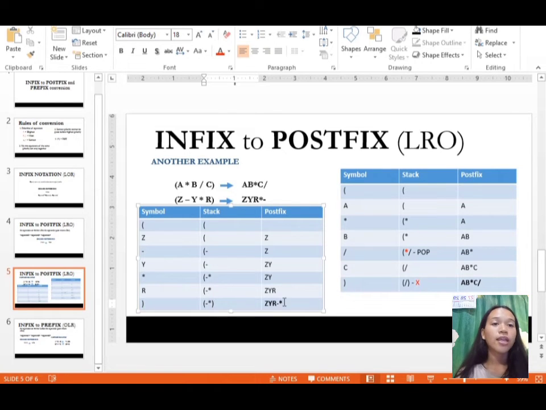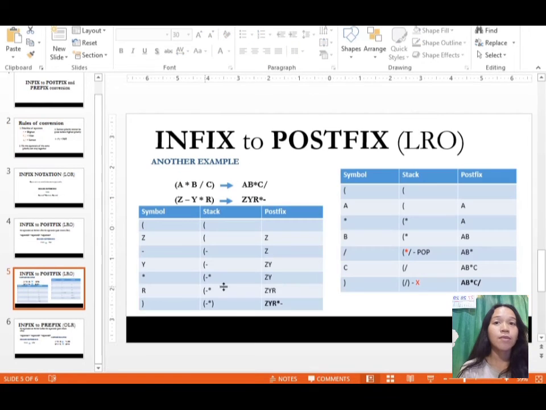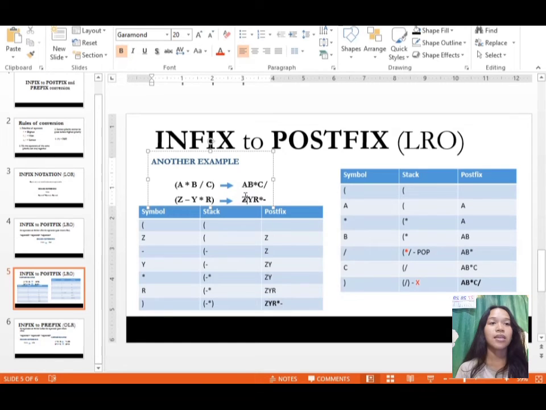And if ever you wondered that ang sequence diri is minus then times, but then the final answer is times minus, the reason why is because of our rule number 3. Lowest priority cannot be placed before highest priority. So, since multiplication has higher priority than subtraction, that's why our multiplication symbol here is mao nag-una kaysa ni minus. That's why mao ni ang ato final answer, ZYR times minus for the postfix conversion.